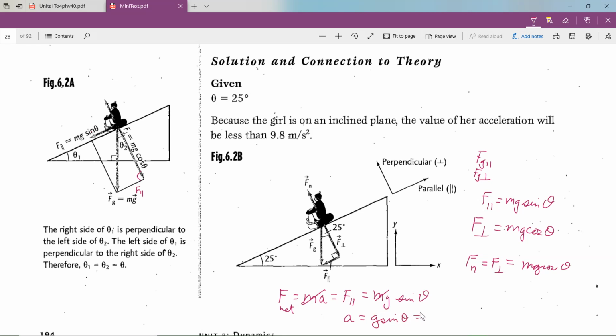We assume we're at the surface of the Earth, so 9.8 sine of 25 degrees. And punching that out, 9.8 times sine 25, we get 4.14 meters per second squared. Okay, the acceleration down the slope is 4.14 meters per second squared. It doesn't matter what the mass is.